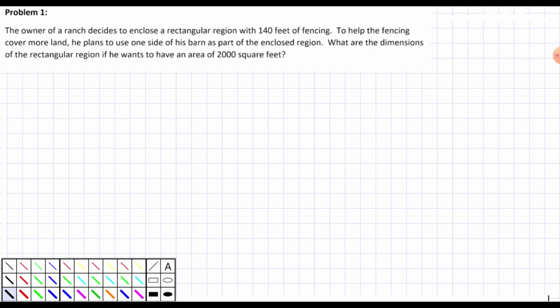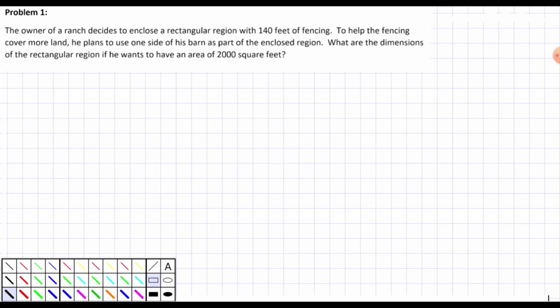The owner of a ranch decides to enclose a rectangular region with 100 feet of fencing. To help the fencing cover more land, he plans to use one side of his barn as part of the enclosed region. What are the dimensions of the rectangular region if he wants to have an area of 2,000 square feet?